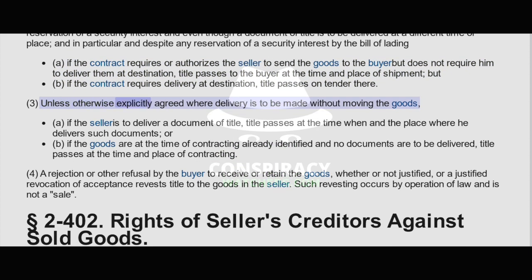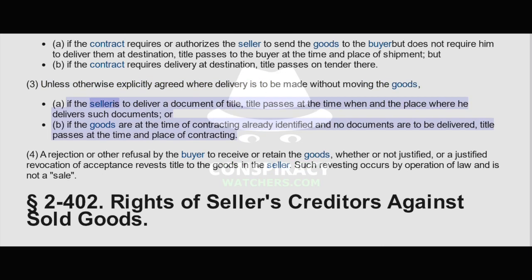Unless otherwise explicitly agreed, where delivery is to be made without moving the goods, if the seller is to deliver a document of title, title passes at the time when and the place where he delivers such documents, or if the goods are at the time of contracting already identified and no documents are to be delivered, title passes at the time and place of contracting.